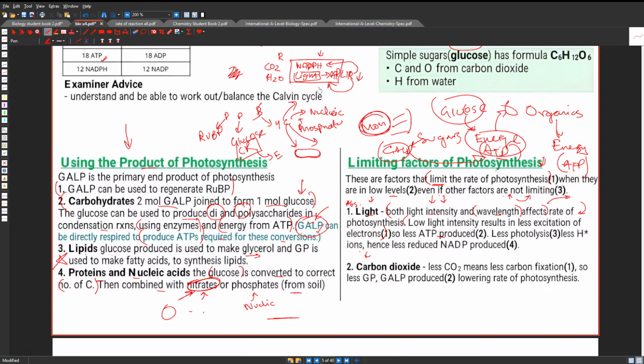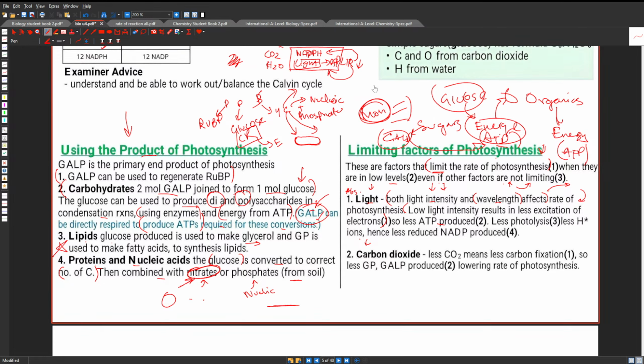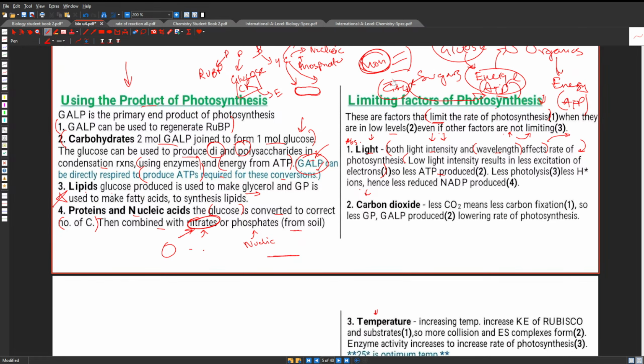So when light is low, ATP is low. When ATP is low, LIR is low. Also, when light is low, energy is low, and the NADPH formed is also low. As a result, LIR is going to be limited, even if the carbon dioxide input was high. By that same definition, carbon dioxide should also be a limiting factor. If you have less CO2, there is less carbon fixation, which means less GP, and less GALP produced, lowering the rate of photosynthesis.